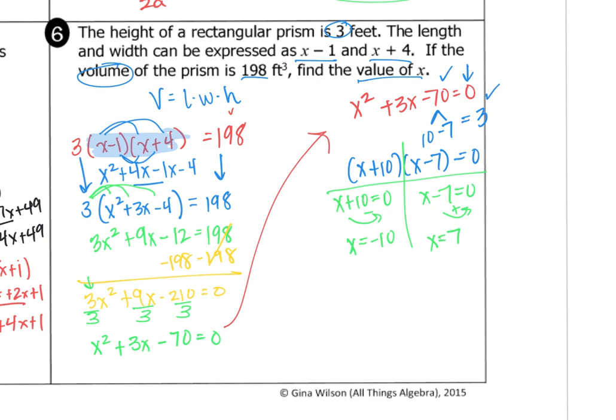So what is the value of x? Can we have a negative measurement here? No, let's cross it out. So x will equal positive 7.